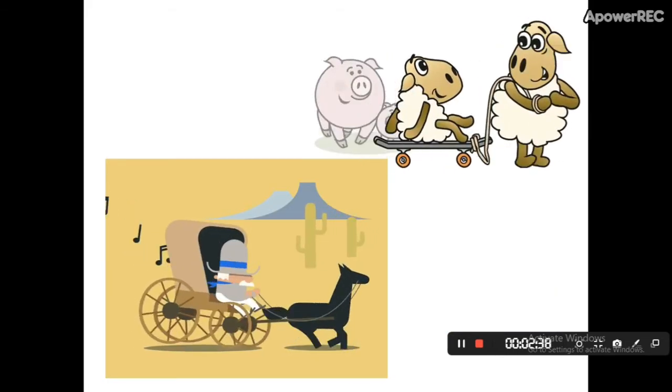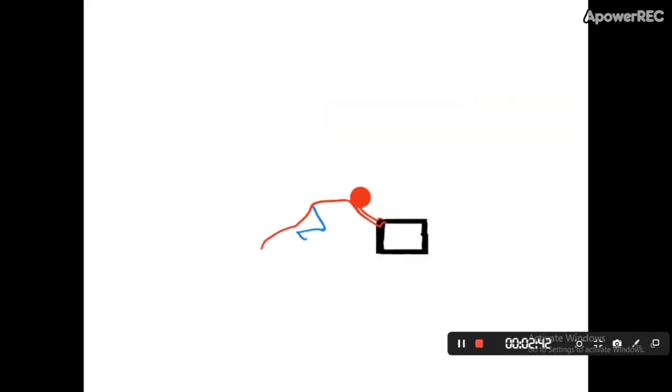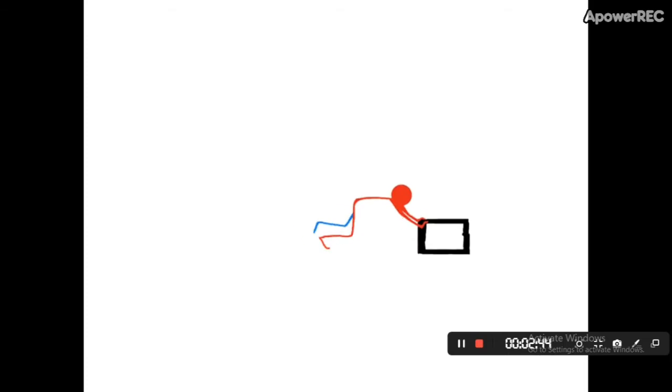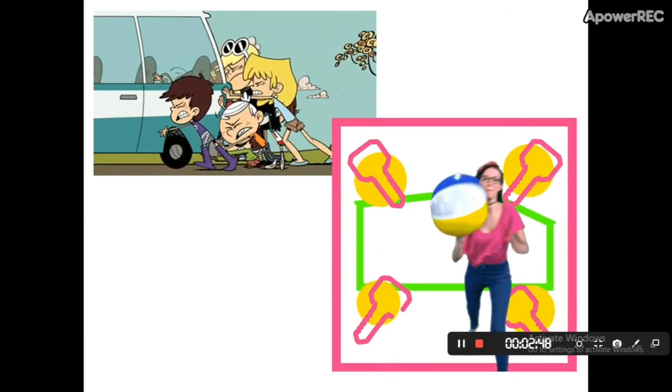Here are other examples of pulling. Here he is pushing the box. And here are examples of pushing.